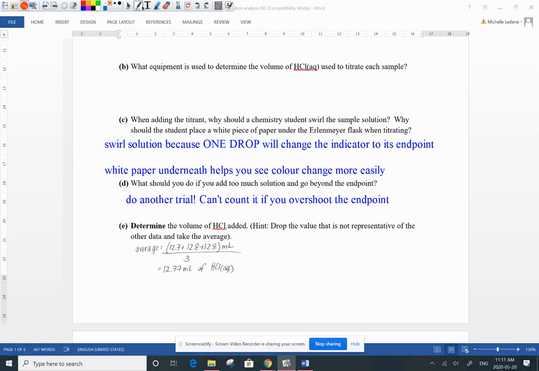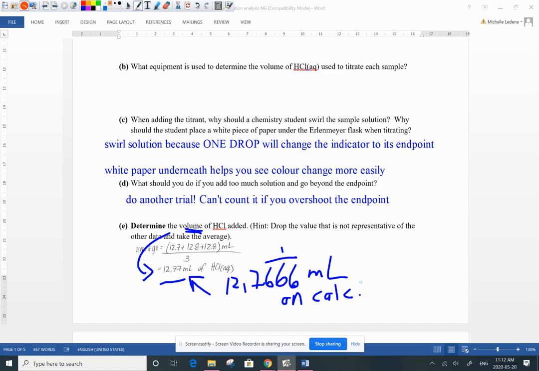And then how do I determine the volume of HCl? Well, I'm not using that first trial. I'm only using the last 3. Now, 12.7, 12.8, and now this would be my answer here, but actually what my calculator shows me is 12.7666 repeat mils. So if I'm asking you to determine the volume, this is an answer, and so you're rounding it, right? But on your calculator, you're actually going to keep all of these digits going forward because we're not done our calculation yet.